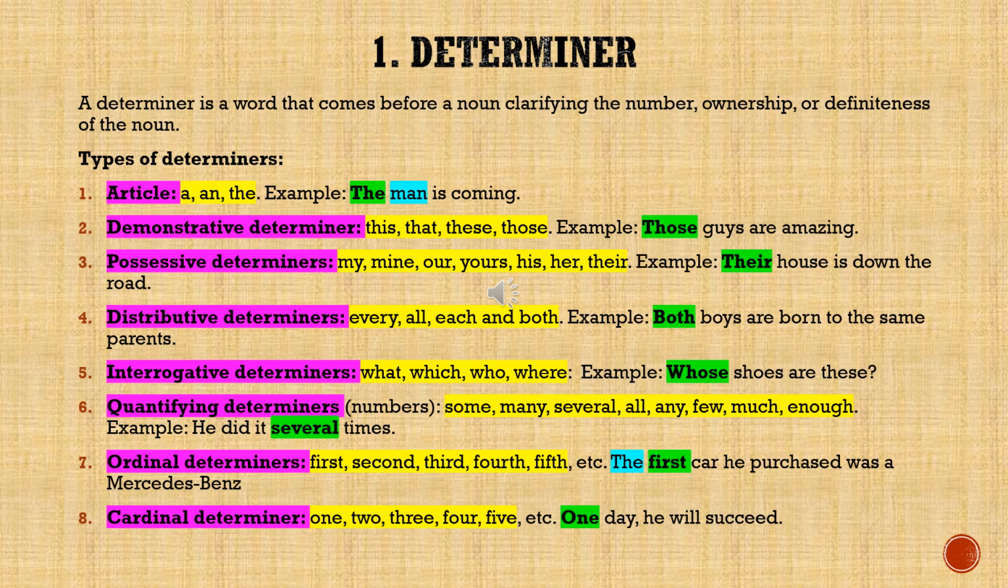8. Cardinal determiner. Cardinal determiners are 1, 2, 3, 4, 5, etc. In the sentence, "One day, he will succeed," 1 is a cardinal determiner. Anytime you see a noun without a determiner, simply ask yourself, which determiner should I use? You will always find the right answer if you understand the different classes of determiners.